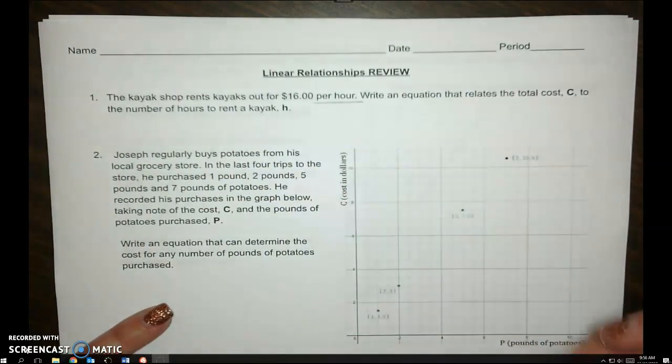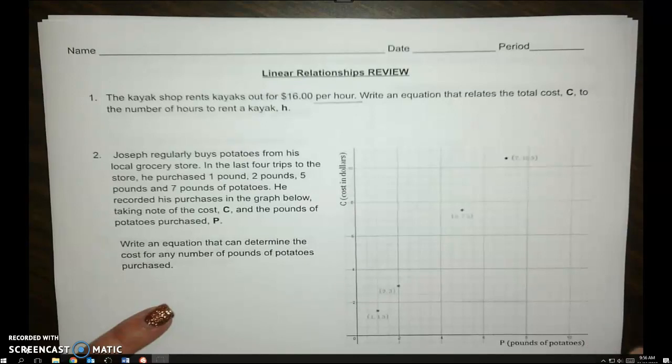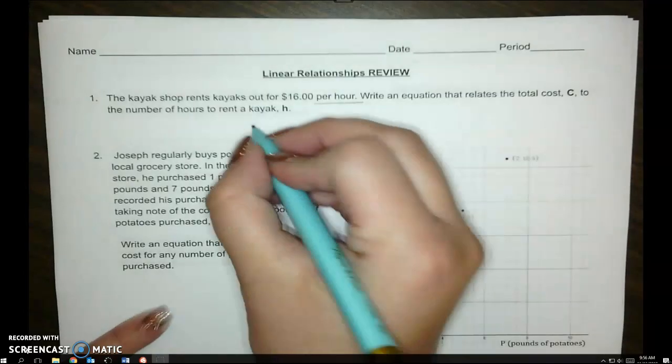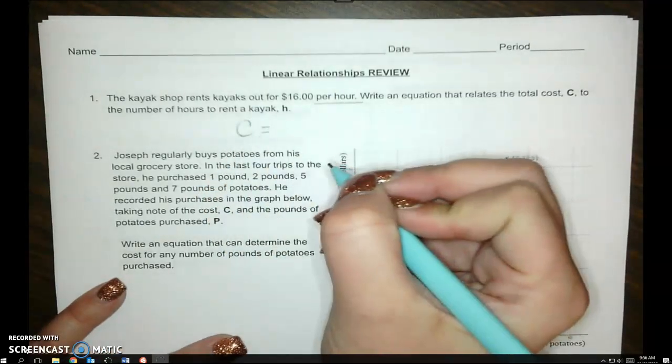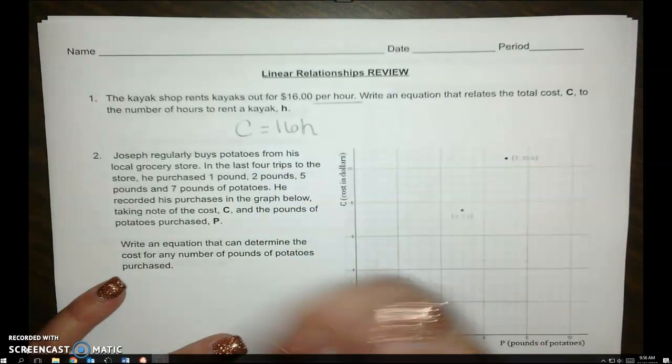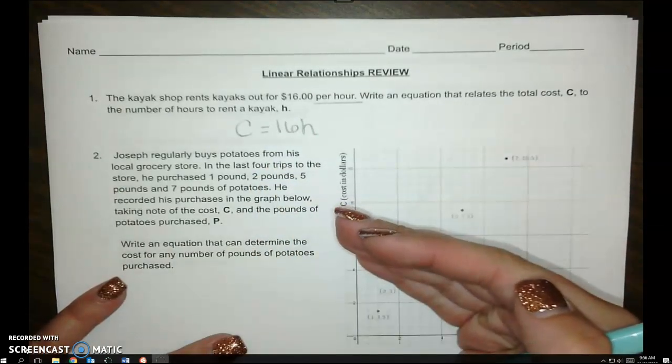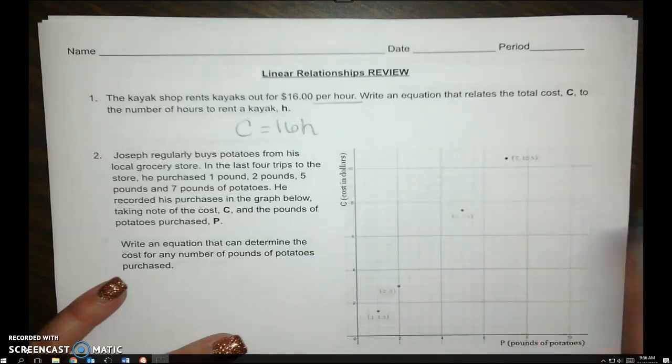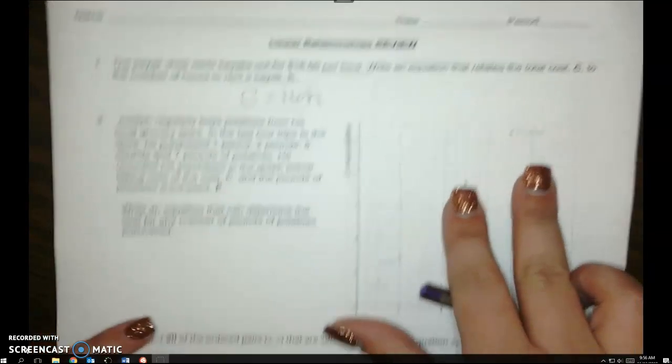So if I were to rent the kayak for a couple of hours, to find the cost, I would multiply. So all you're writing here, the cost is going to be the cost per hour times the number of hours. That right there is literally it. That's your equation, okay? All right, number 2.